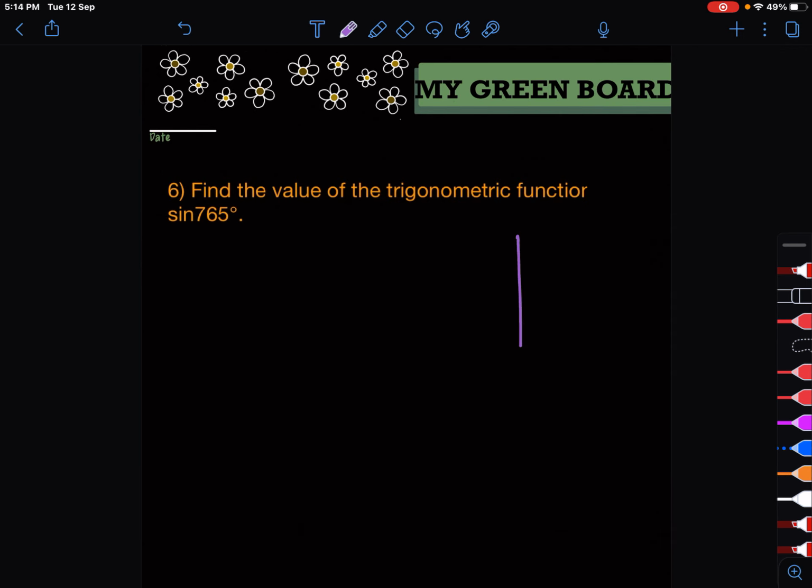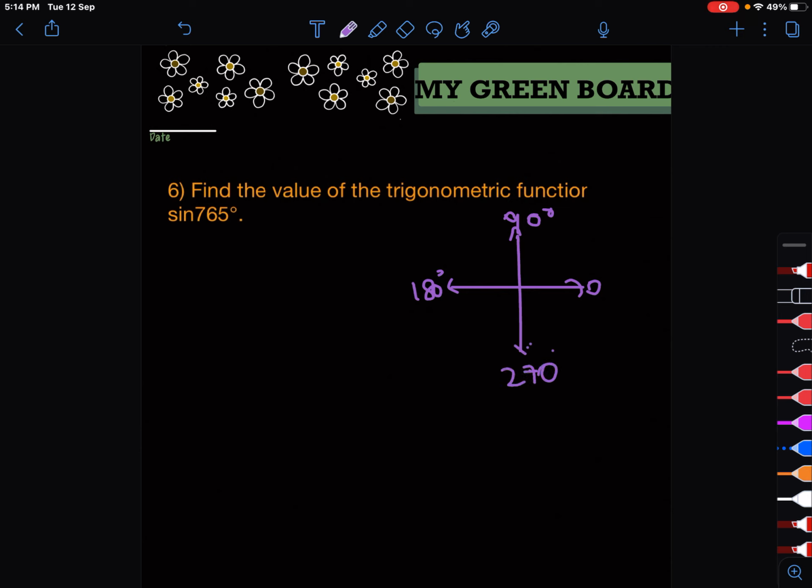Let this be the graph. Now we have here 0. This will be your 90 degree. This will be your 180 degree. Just put an arrow. This will be your 270 degree.